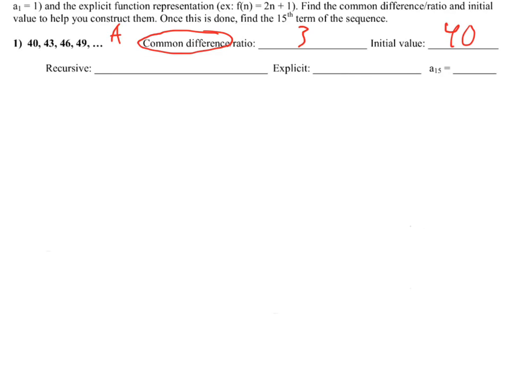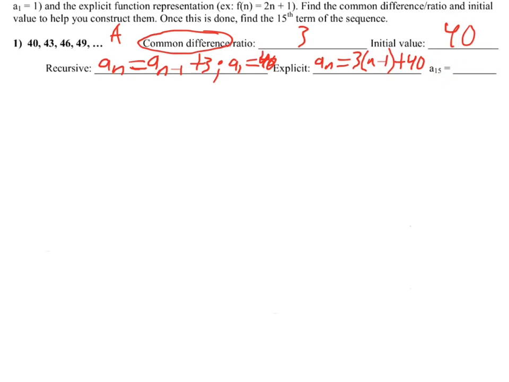If you want the recursive function, this one's arithmetic, so the pattern for the recursive function is a sub n equals a sub n minus 1 plus your common difference. And you also have to say where to start, so a sub 1 is 40. If you want the explicit function, you just write a sub n, and you put your common difference in front of n minus 1, and then add your initial value, and there's your explicit function.